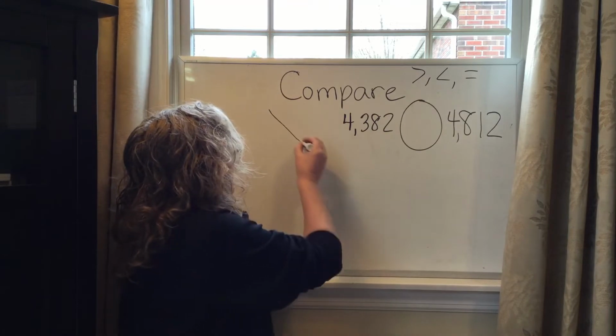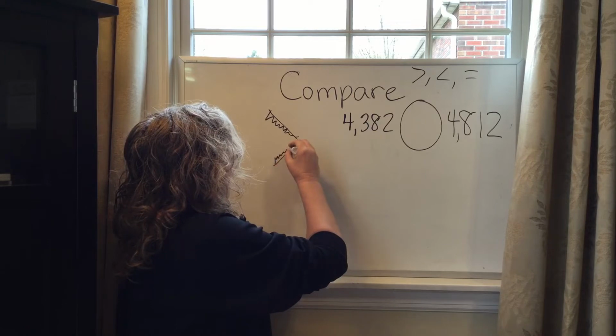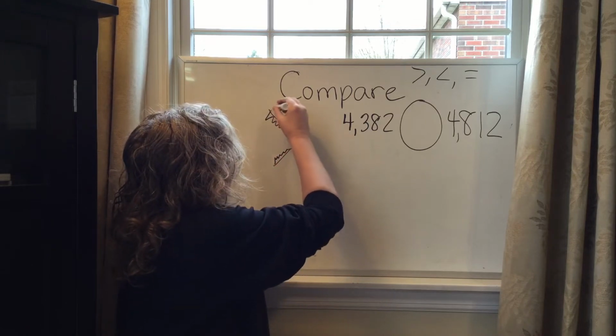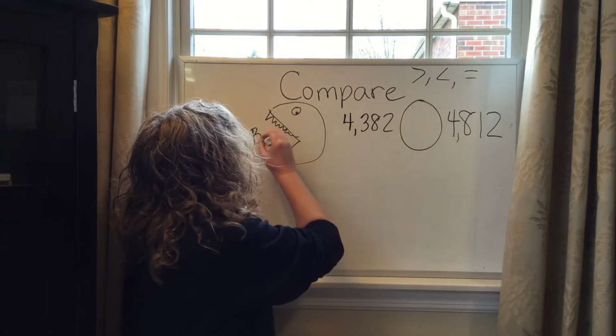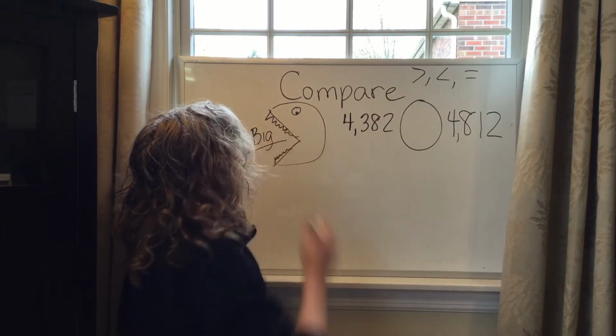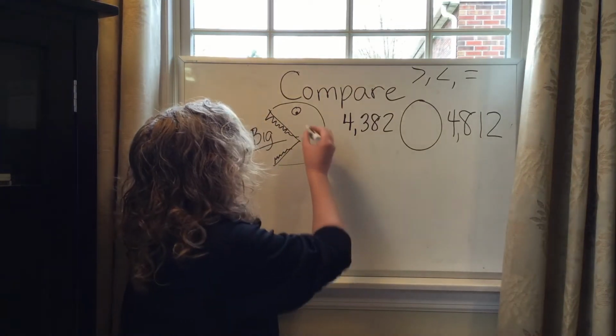Remember, the big mouth. Doesn't that look like a mouth? Have an eye there. Okay, the big mouth is always going to eat the big number. That's one way that I remember which sign is greater.